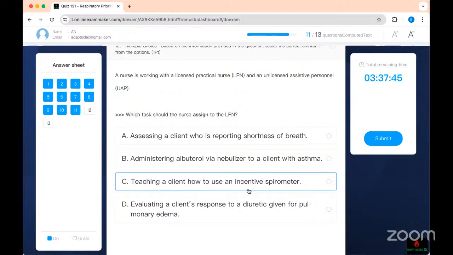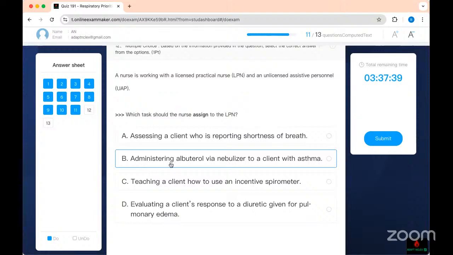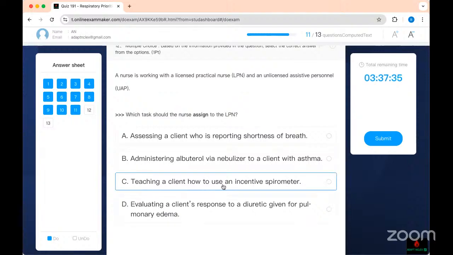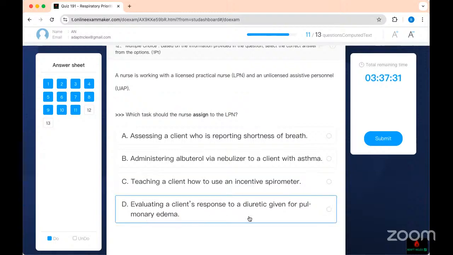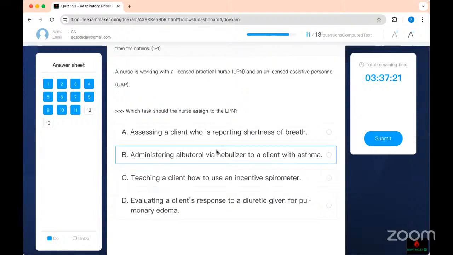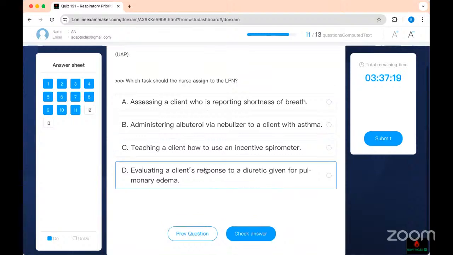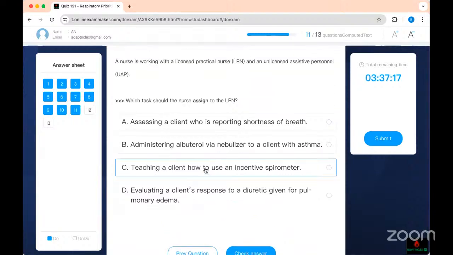The next is working with the licensed LPN and UAP. Which task should the nurse assign to an LPN? Assess a client who is reporting shortness of breath. Administer albuterol via nebulizer. Teach a client how to use an incentive spirometer. Evaluate a client's response to a diuretic. This is management of care associated with the respiratory system. What do you think? LPN, what will you give it? Which assignment will be appropriate for the LPN?